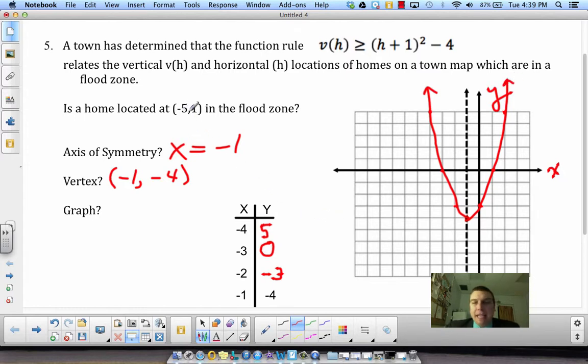I've got to find a point. Negative 5, 1. So 1, 2, 3, 4, 5, 1. So here's my home. Is my home in the floodplain or flood zone?